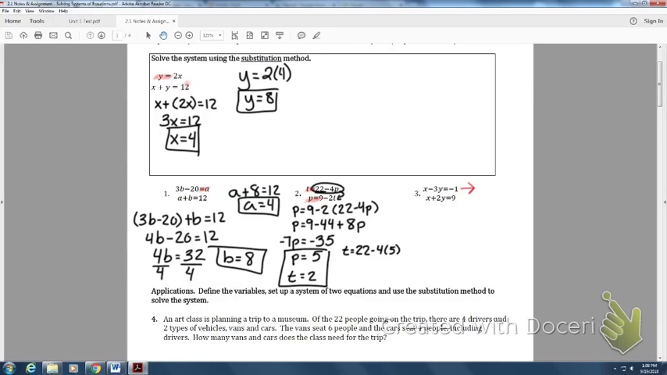So I'll take that first equation and I'm going to add 3y. So I end up with x equals 3y minus 1. Then I want you to take that 3y minus 1, plug it in for that x, and go ahead and solve that system.